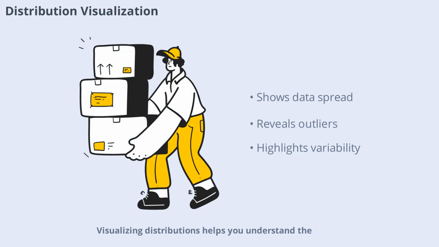Visualizing distributions helps you understand the spread and shape of your data. Histograms, box plots, and violin plots are popular options. These charts reveal central tendencies, variability, and outliers, giving you a deeper understanding of your data's characteristics.